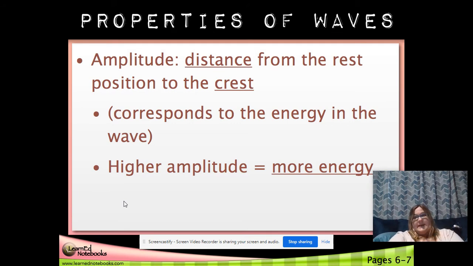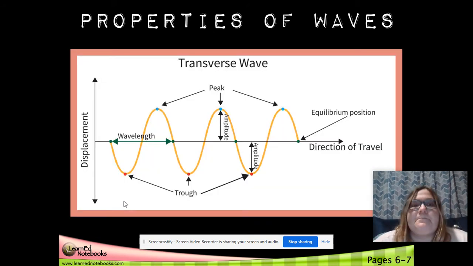A transverse is an ocean wave as well. So here you go. You can see the displacement. This is what's moving it, the way it's traveling. You have the troughs, you have the crests or the peaks, amplitude, and the equilibrium. Remember, it wants to be perfectly calm.